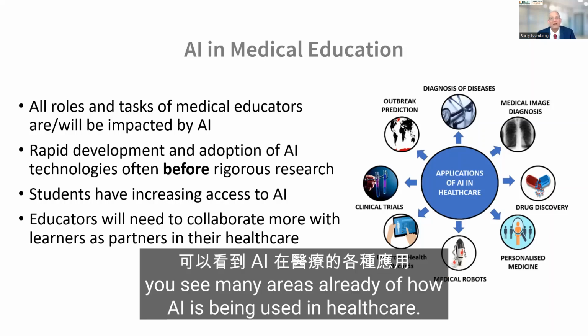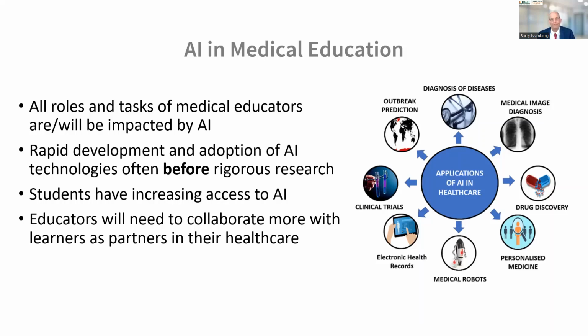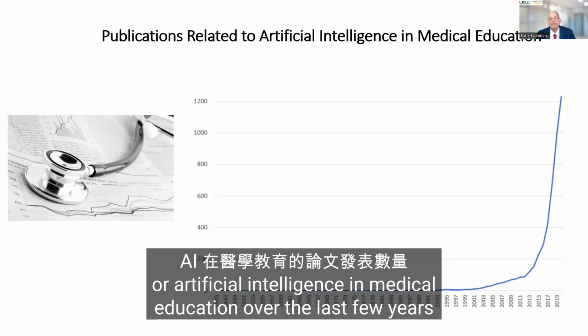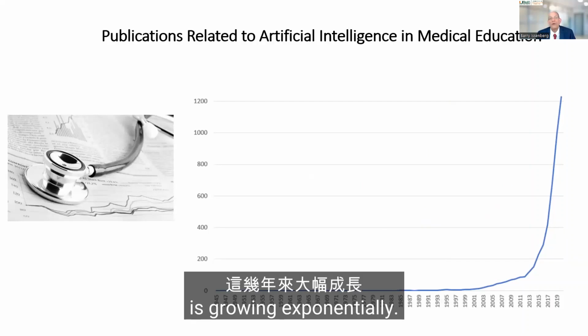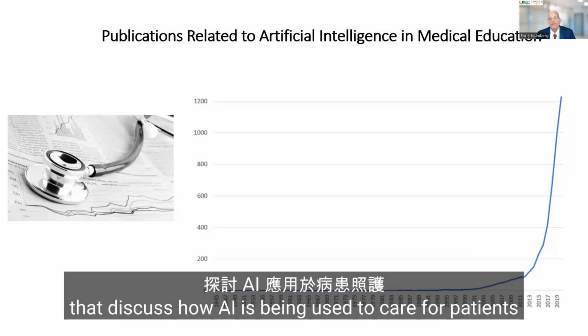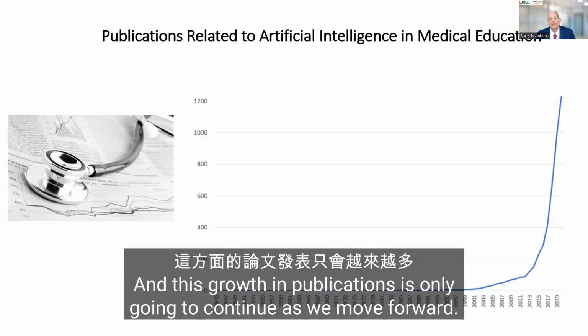On the right of the screen, you see many areas already of how AI is being used in healthcare. This discussion will talk about how AI can be used in medical education itself. You can see by this graph the number of publications related to AI in medical education over the last few years. It's growing exponentially. Every week, there are more publications that discuss how AI is being used to care for patients, and more on how it's being used in medical education. And this growth in publications is only going to continue as we move forward.